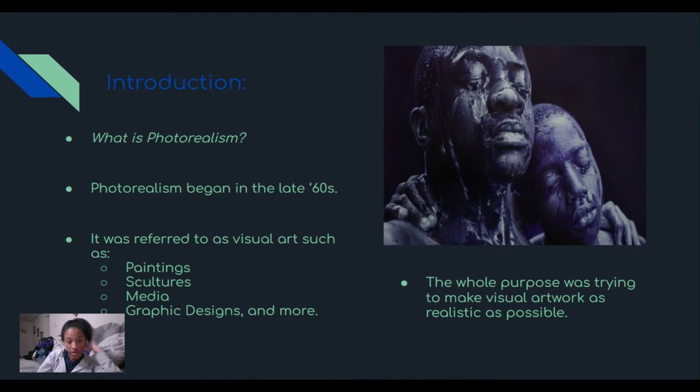Photorealism. So, what is photorealism? Photorealism is a style of art that started in the late 60s and flourished in the early 70s. It was considered an American art movement that mainly focused on visual art such as paintings, sculptures, media, and graphic designs. The importance behind photorealism and why it started in the first place was to make the visual arts more realistic to viewers.